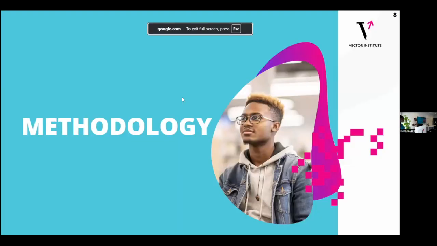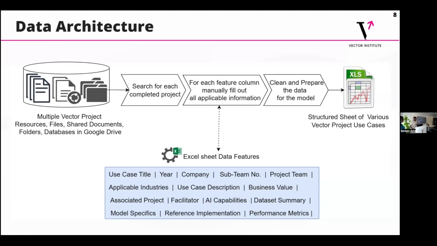So this is the methodology that we adapted for this system. And very quickly, the data architecture. So we had to go through Vector's projects, their files, their resources, and a lot of documentations. And basically, we want to retrieve some useful information from these documents. And we had to do some feature extraction. We had to do some data cleaning and then extract some of these features that we can see at the bottom here. And then we store this as Excel sheets.